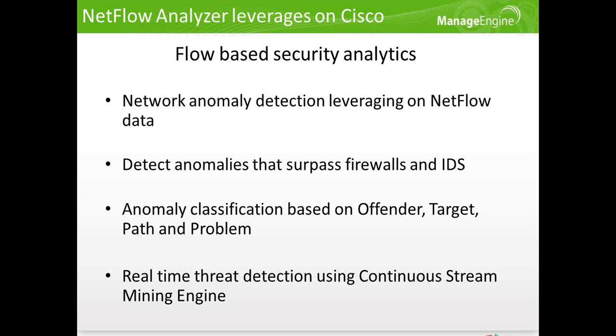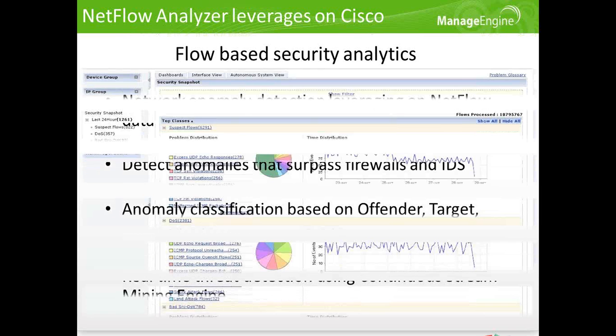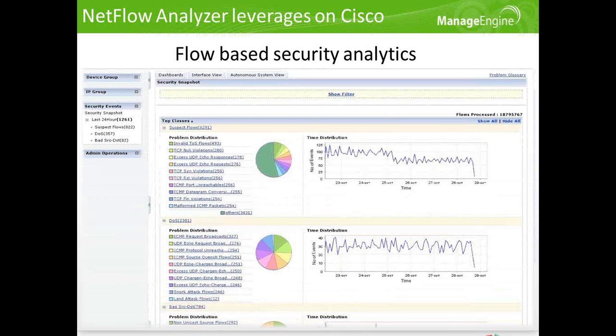And anomaly detection in ManageEngine NetFlow classifies based on the offender, target, the path, or the type of problem, the type of attack you're under. And it's real-time threat detection. We have something called the continuous stream mining engine, which is actually a registered patented technology from ManageEngine. Using that, we do real-time traffic analysis and give you real-time updates on the network anomalies or network incidents that are happening. So look at those reports there.